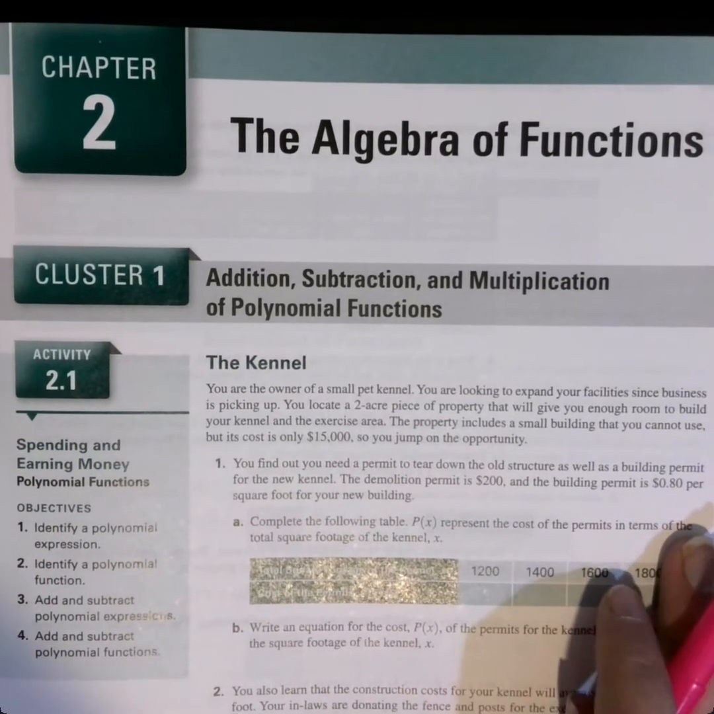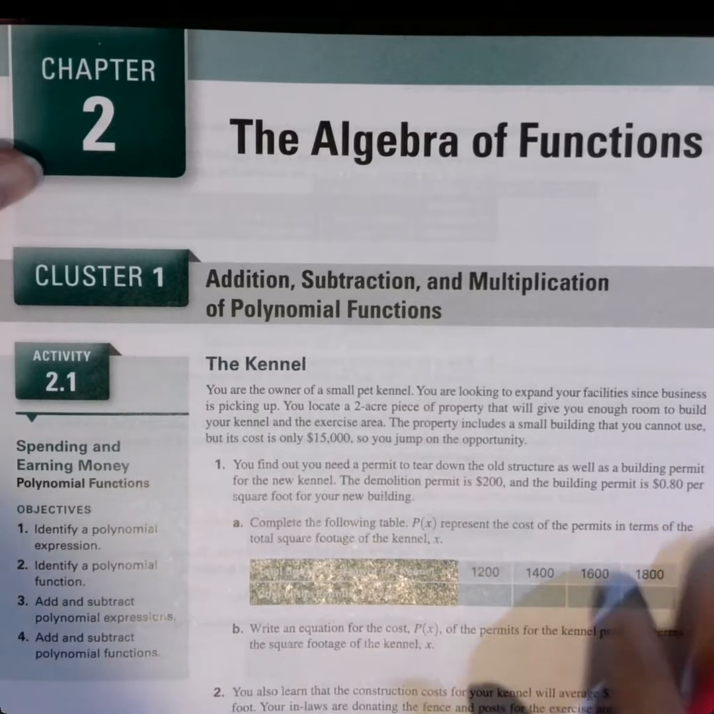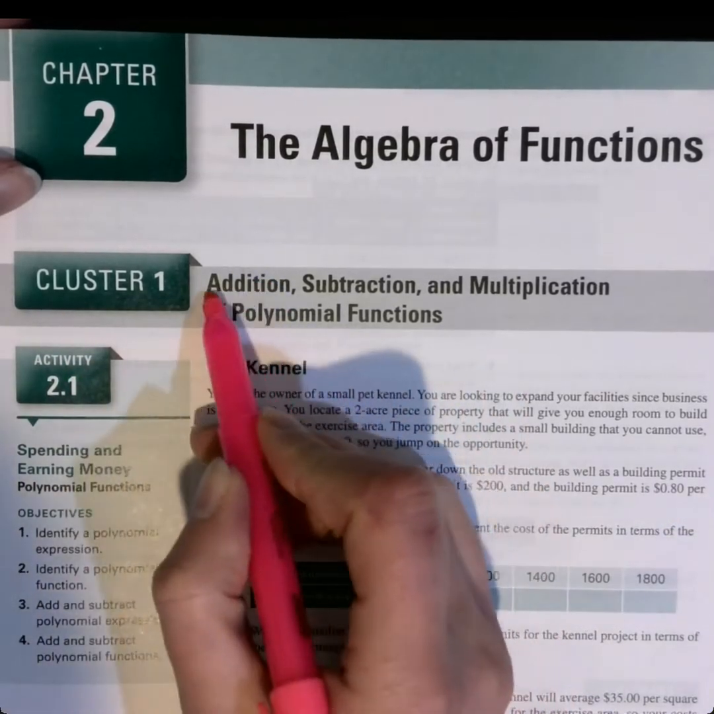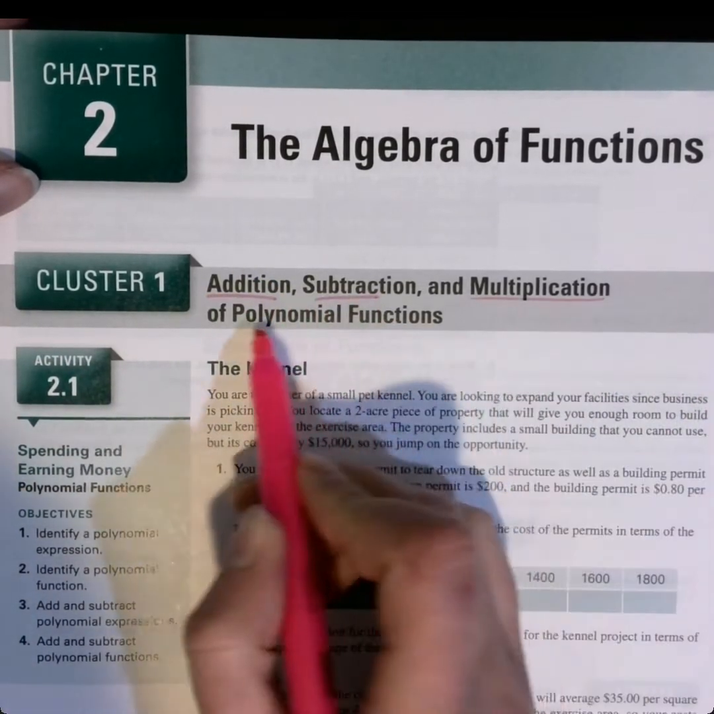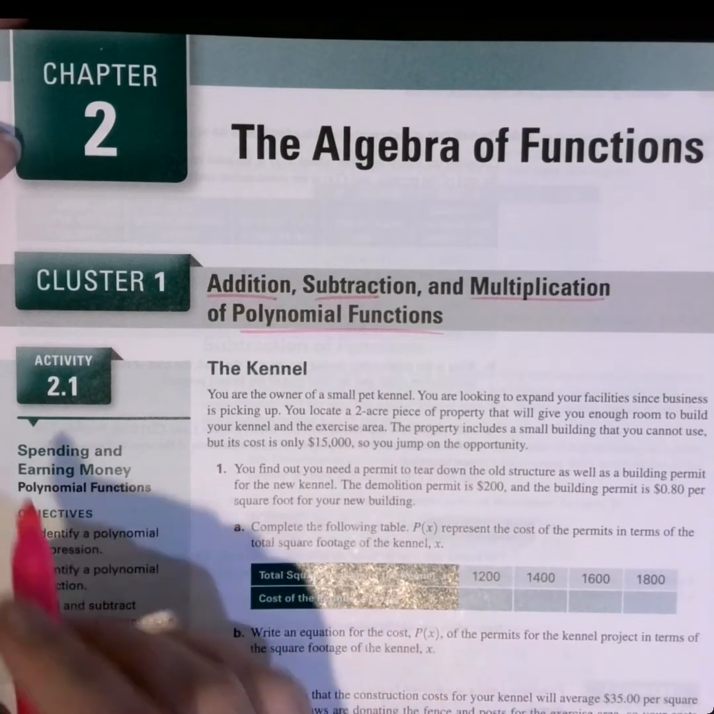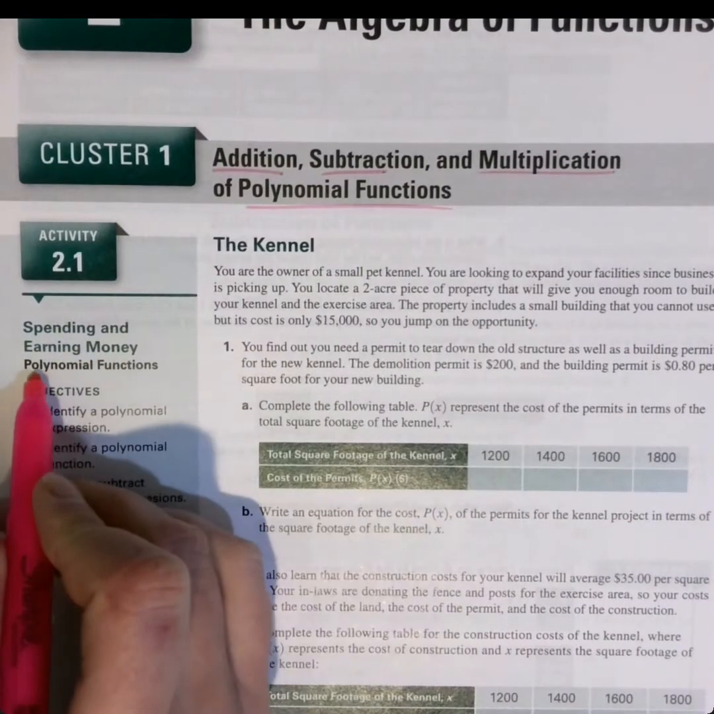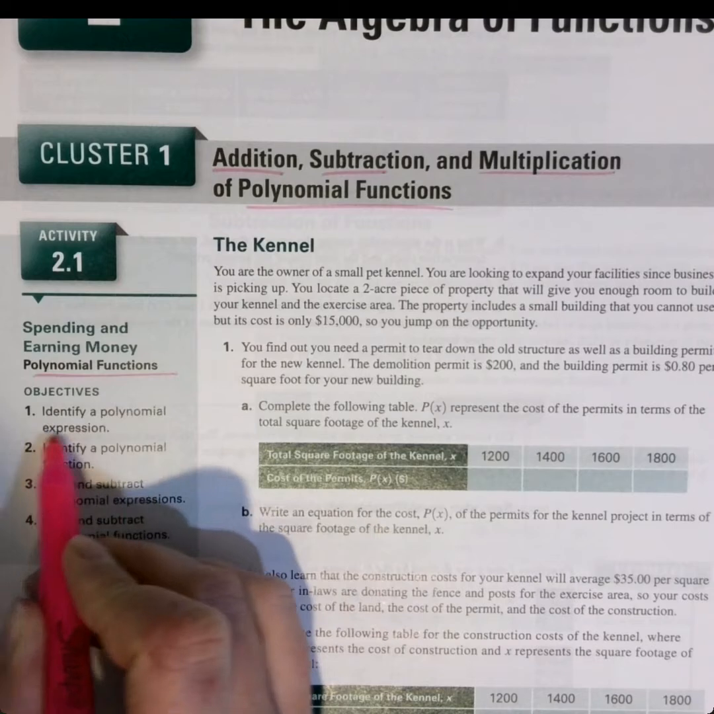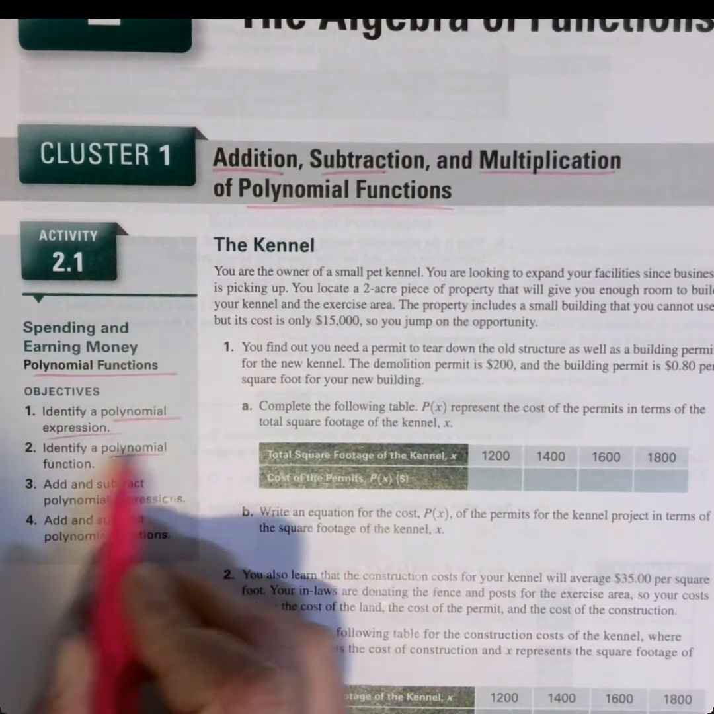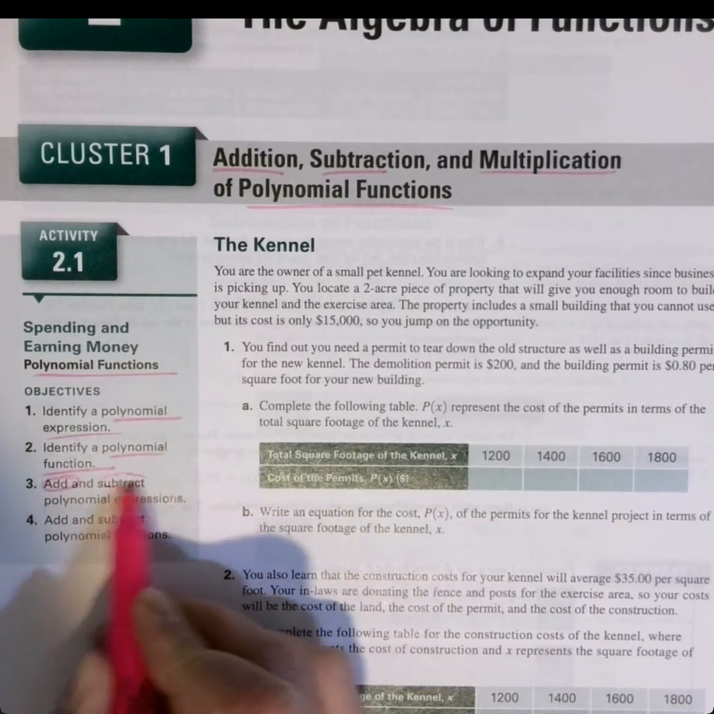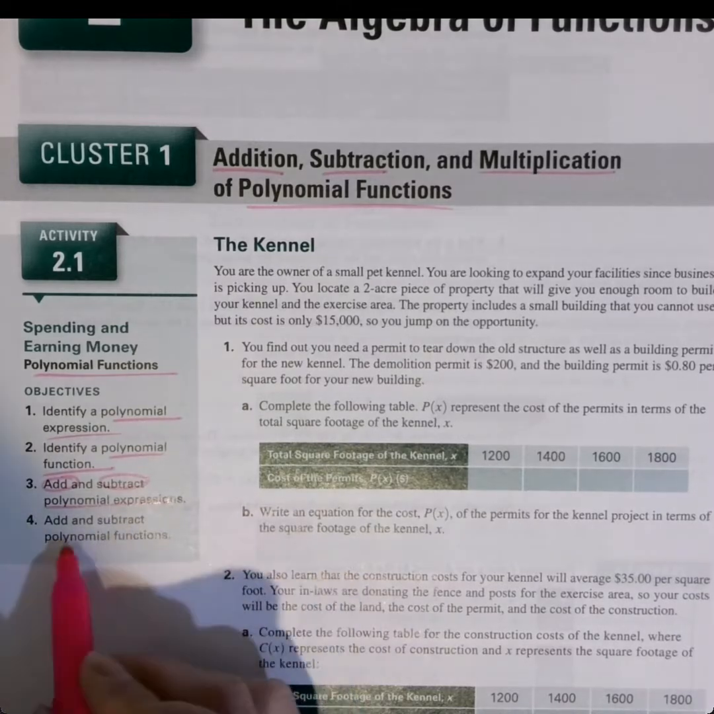Chapter 2, we're going to look at the algebra of functions. In the first cluster, we're looking at addition, subtraction, and multiplication of polynomial functions. So in the first section, we're going to look at polynomial functions. We're going to identify a polynomial expression, identify a polynomial function, and we're going to do the addition and subtraction of polynomial expressions or functions.